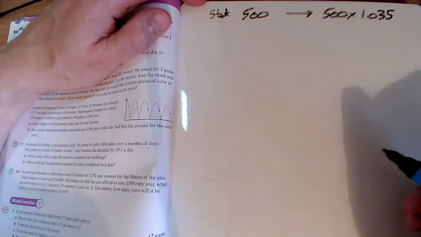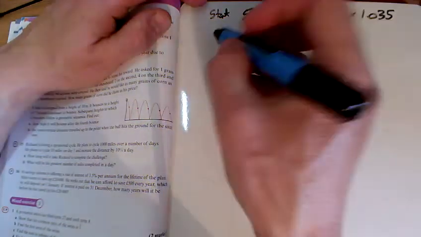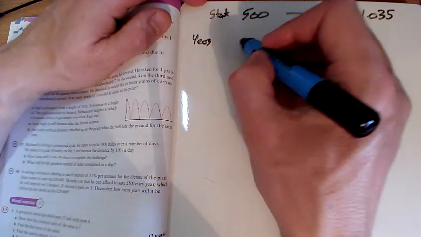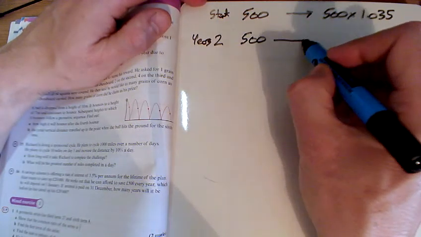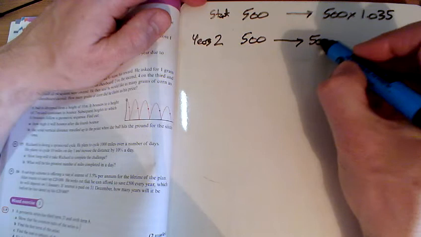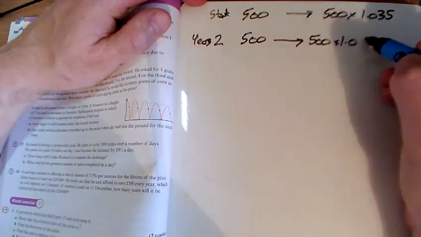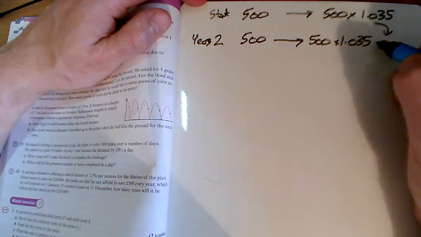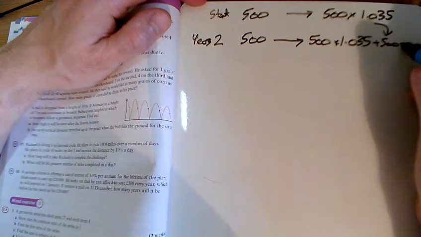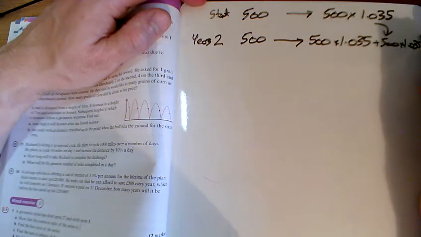1.035, 3.5%. Then in year 2, we're going to put the new £500 in, and that is going to get the 3.5%, which is that much. But you've also got this one here going for another year. So 1.035 squared.